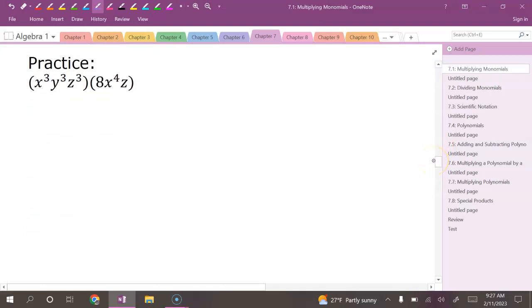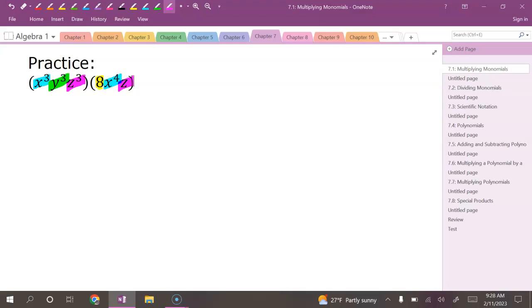For this next one, there's only a coefficient in the second term, not the first one. So we're going to want to make sure that for our final answer we put 8 out front. Now looking at my letters, I have x to the third and x to the fourth here. I only have a y in the first term, and my z is happening in both of them. So, a little bit of a mixture here.